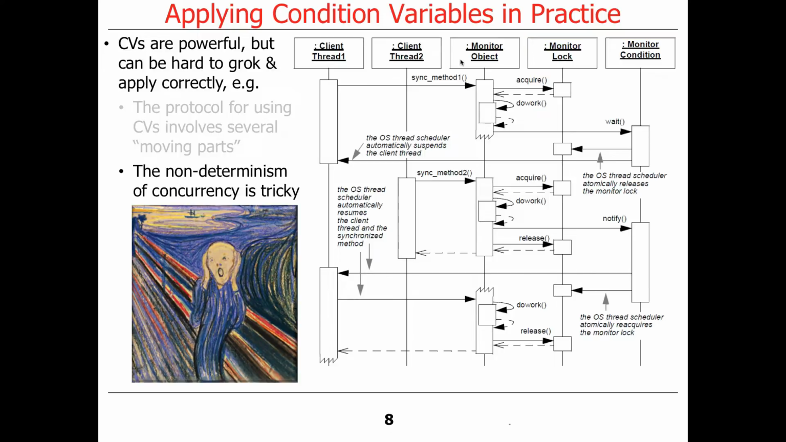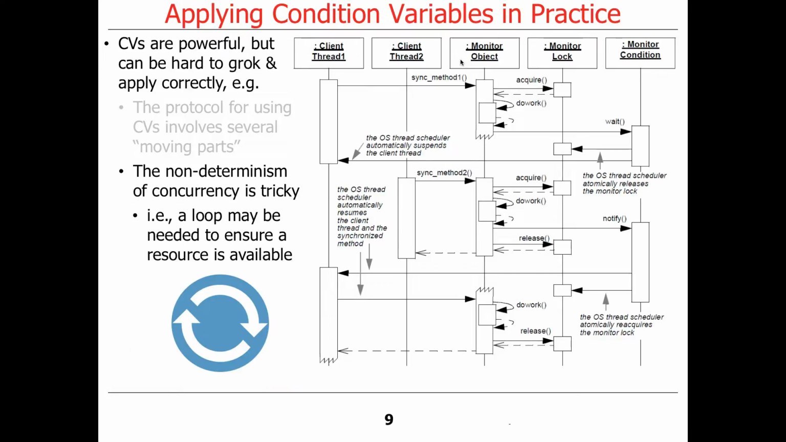The other thing that makes them hard to use is the non-determinism of concurrency, where things occur in different ways, in different contexts, based on non-deterministic scheduling. And so as a consequence, you might need to use a loop to recheck to see if the condition is actually satisfied.